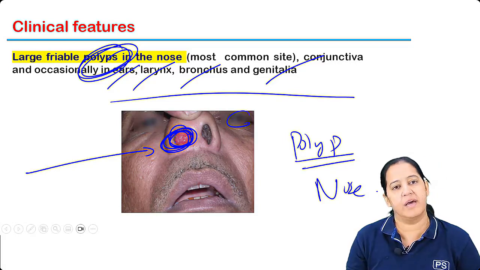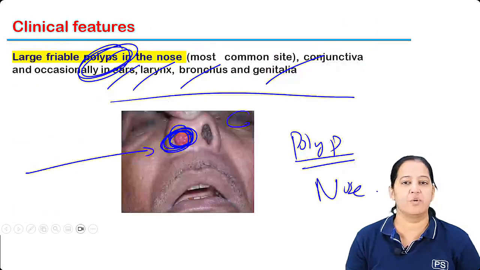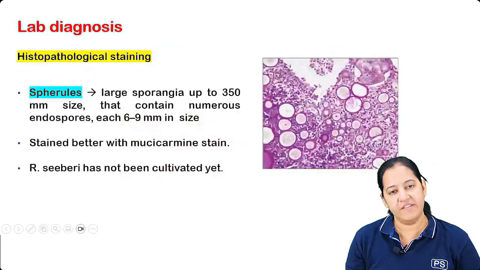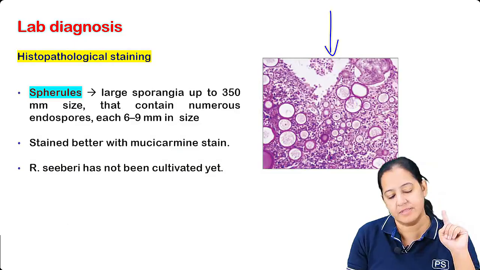Okay, can we go ahead, Hannah? So that is a thing. So this is the clinical feature. What about if I take the biopsy? Okay, if we take the biopsy, this is the diagram. This is the diagram of the biopsy.